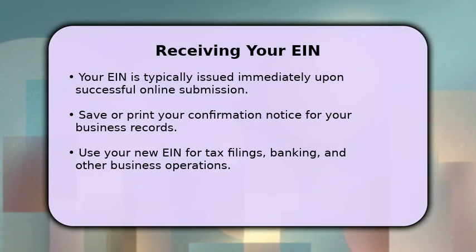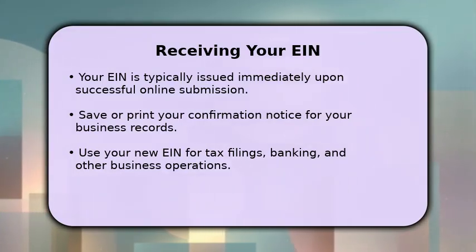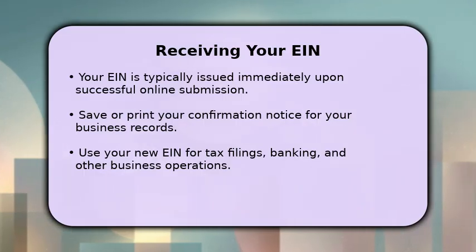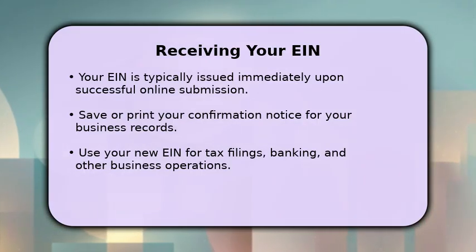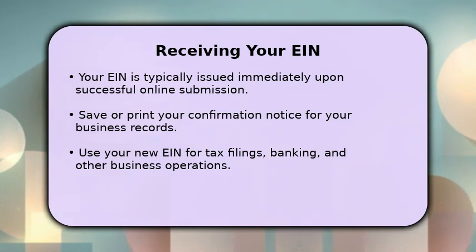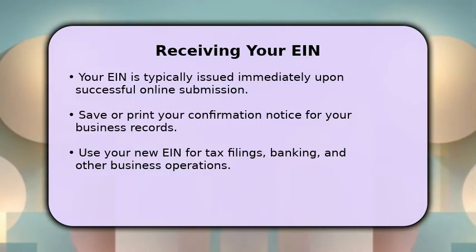Once you successfully complete the online application, your EIN is usually issued immediately. Make sure to save or print the confirmation notice for your records, as this is your official documentation. You can then use your new 9-digit EIN to open a business bank account, apply for necessary licenses, and fulfill your federal tax obligations.